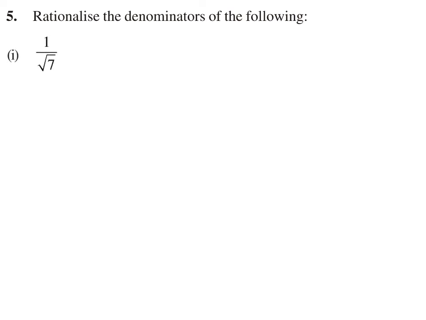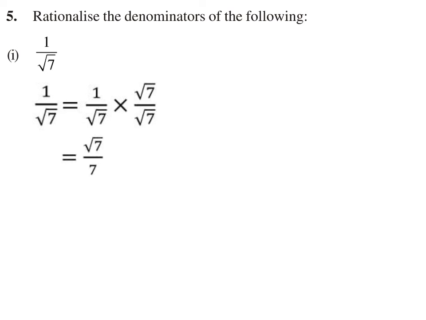You know it is of the form root a, so we have to multiply and divide it by root a. For the rationalization of this term, 1 by root 7 is equal to multiplying and dividing by root 7. So it will become root 7 divided by 7, since root 7 times root 7 becomes 7. This is the rationalization of the first question.